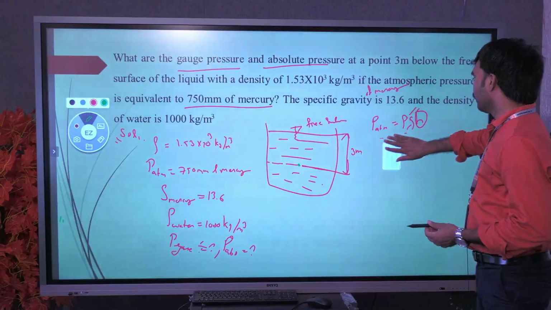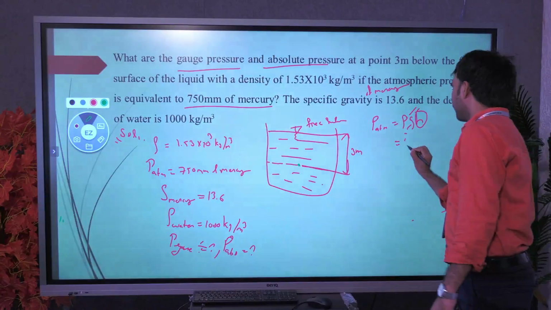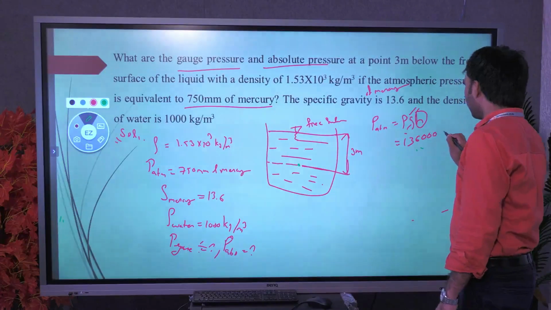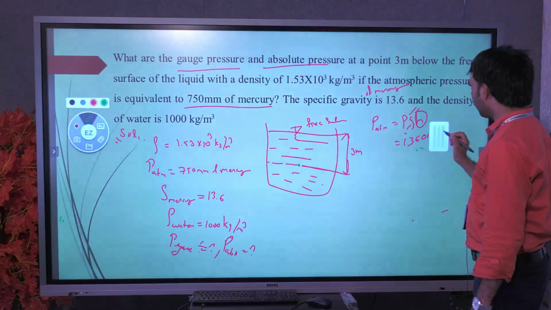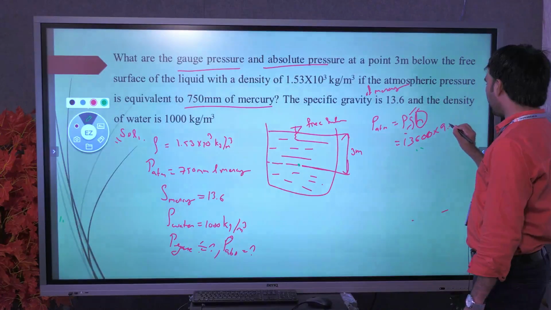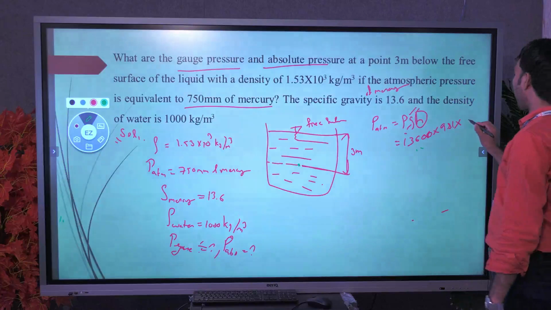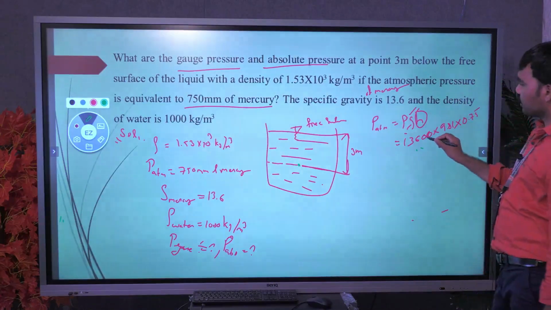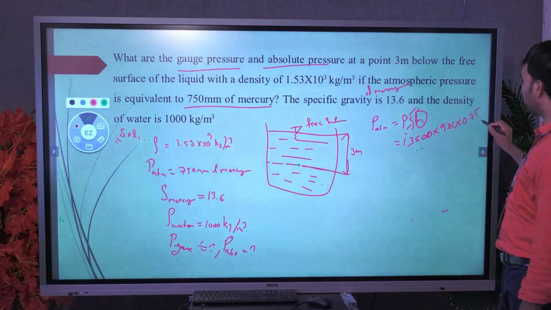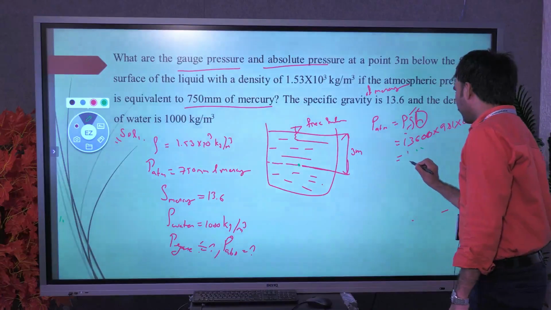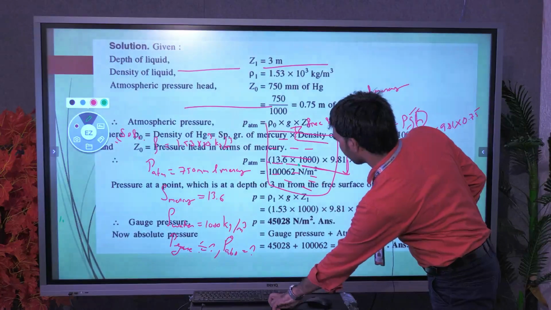Okay. Now atmospheric pressure is equal to rho g h, that means 13,600 into 9.81 into the H value. What is the H value? 750 mm. That means 0.75 meters. Right? Because this is kg per meter cube, and this is in meter per second square, so every other unit is in meters. So this will be in meters. So if you calculate, you will get 1 lakh, I think you will get 1,62,000.